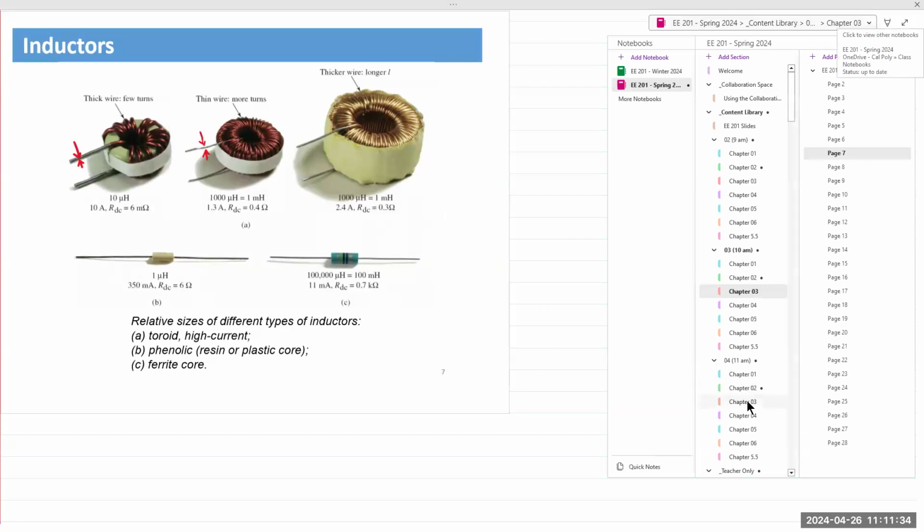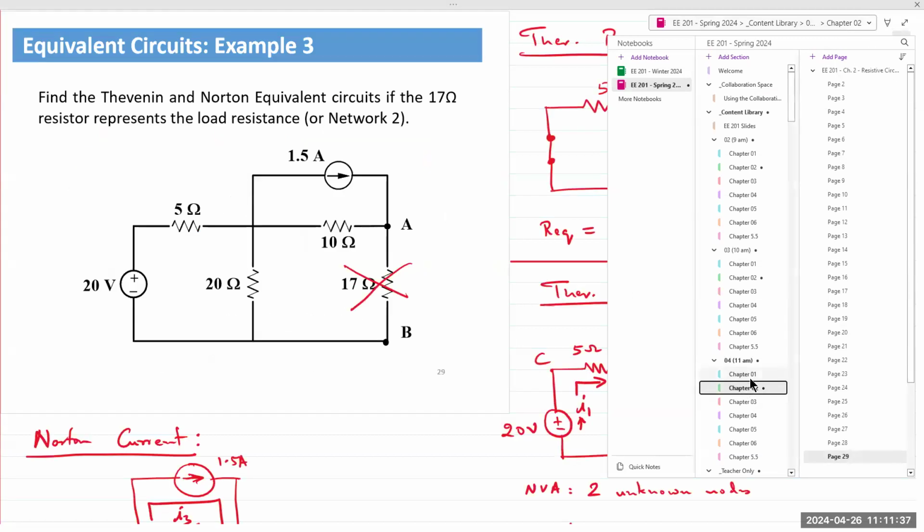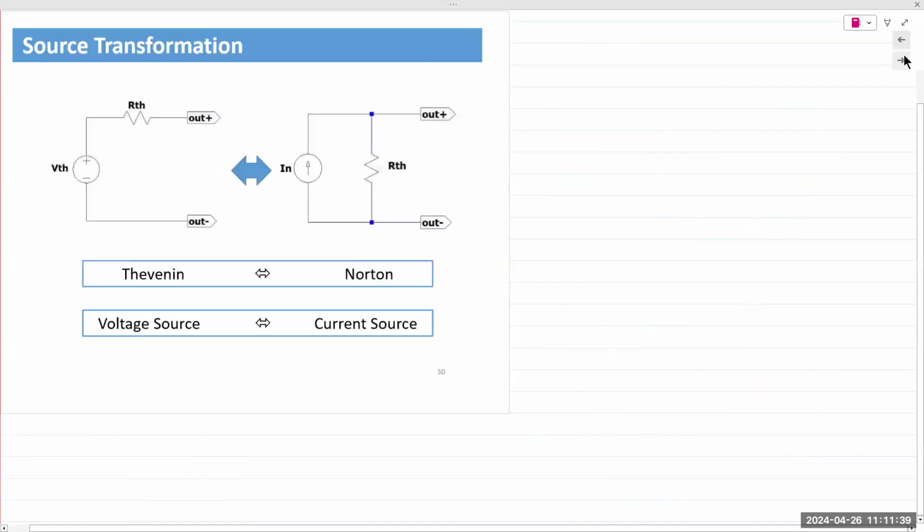Switch out section 4, chapter 2. Next. So we covered the concept of Thevenin and Norton equivalent circuits, where we described a large linear network in terms of either a voltage source or a current source, right? So we can take a large network, describe it as a voltage source, then we describe it as a current source. So if A equals X and B equals X, we can state that A equals B. And that's where the concept of source transformation comes from.